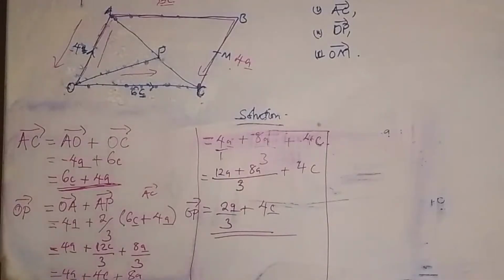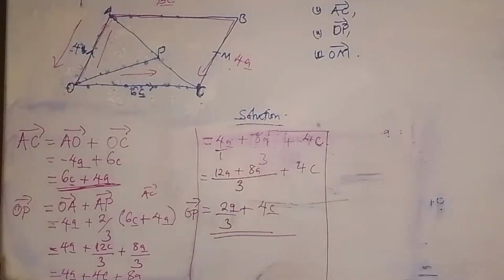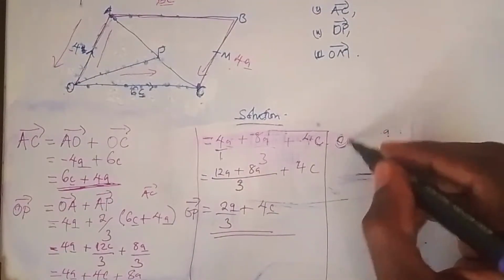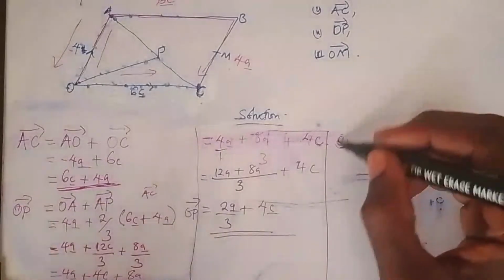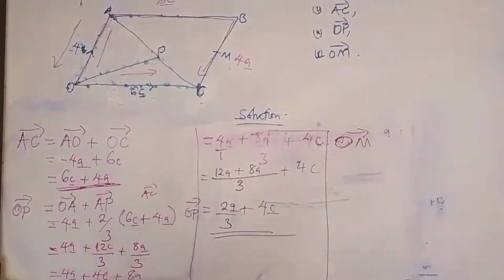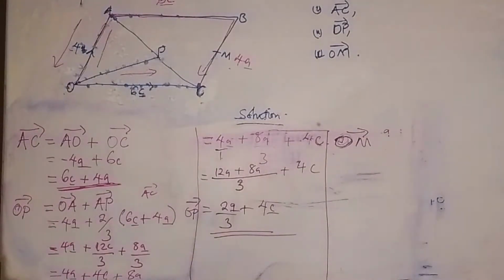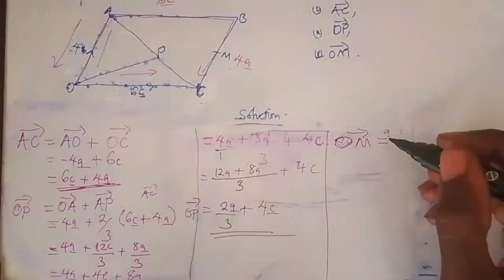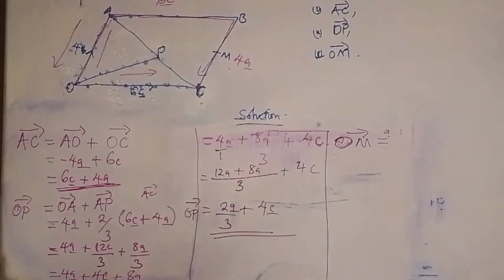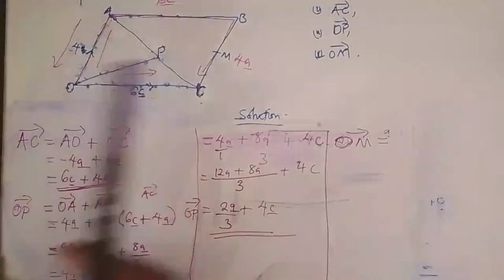Now the final question is asking us to calculate vector OM. So we are going to end the video by calculating vector OM. How can you calculate vector OM? Again, remember, vectors is all about the other way you can use to get to the point. So which other way can we use for us to move from O to M?